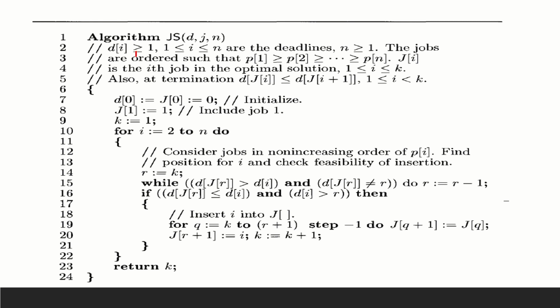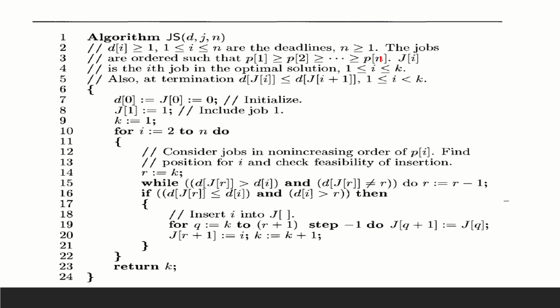and N is the number of jobs. This algorithm says that we have to consider N jobs for this problem, and let Di be the deadlines given, and N, the number of jobs, will be greater than or equal to 1. You have to arrange the jobs according to the decreasing order of the profit, as specified here. Capital J, as we just specified, is the output array where we are storing the selected jobs, and that is the optimal solution.